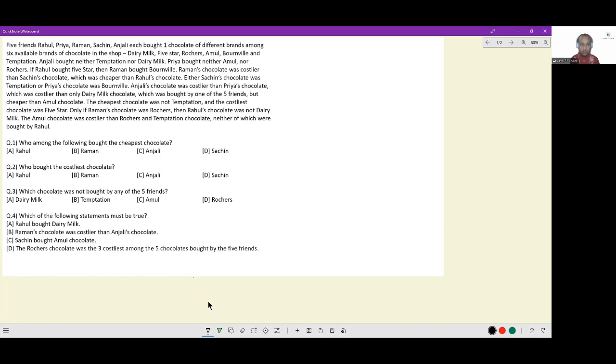Either Sachin's chocolate was Temptation or Priya's chocolate was Bournville. Anjali's chocolate was costlier than Priya's chocolate, which was costlier than only Dairy Milk chocolate, which was bought by one of the friends, but cheaper than Amul chocolate. Which means Anjali's chocolate was costlier than Priya's, which was costlier than Dairy Milk. So, Dairy Milk is the cheapest chocolate. Lots of statements given here.